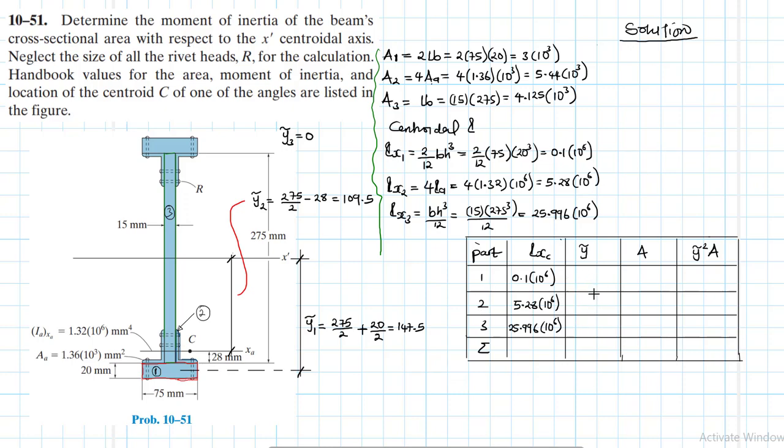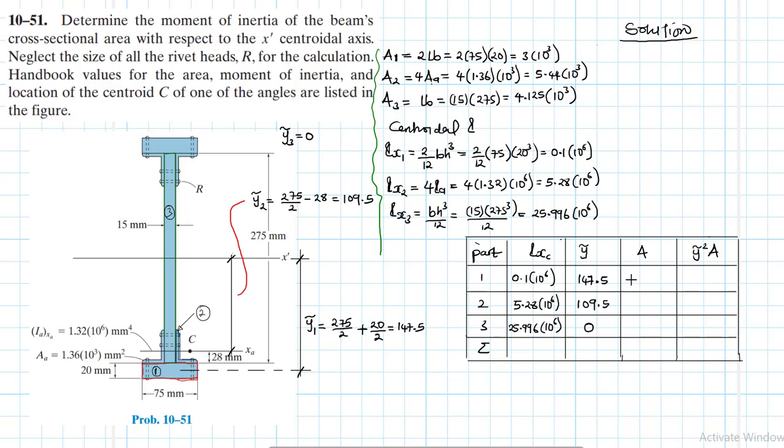Centroidal distances with respect to the x prime axis, y curled 1, we have 147.5. Mind you, the units are in millimeters, and moment of inertia will be in millimeters to the power 4. Even when I'm not indicating units, I'll indicate units for the final answer. Sorry about that. The second one is 109. The third one is 0.